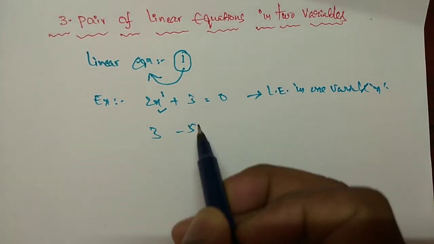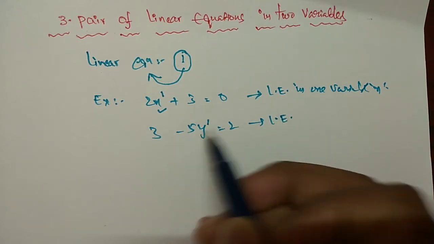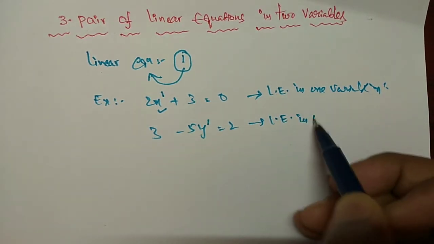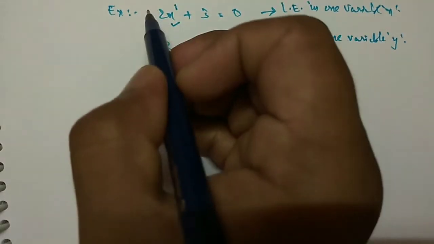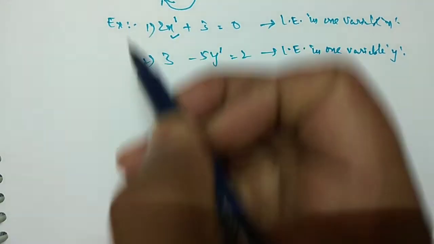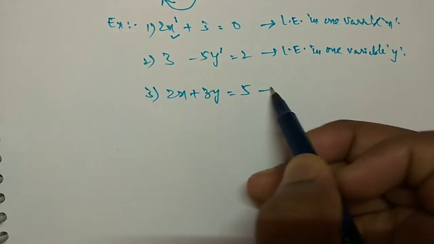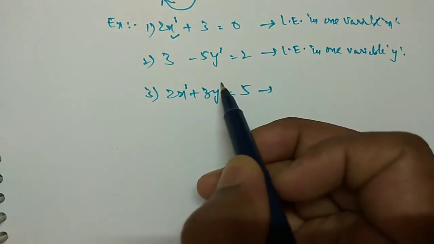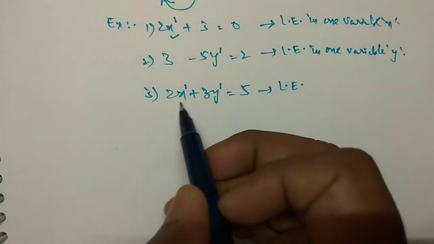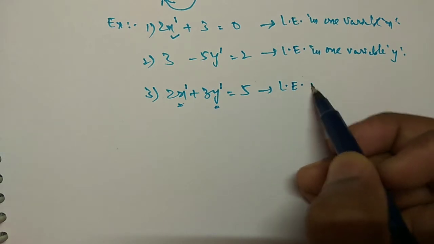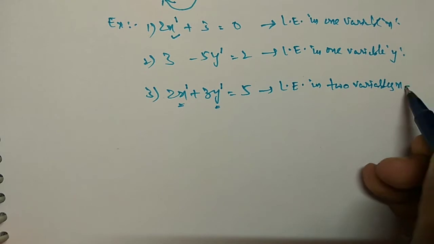Similarly, 3 minus 5y equal to 2 is called a linear equation. The highest power of the variable is 1, so it is also called a linear equation in one variable y. Let us take another example. 2x plus 3y equal to 5. The highest power of the variables involved in this equation is 1, so it is also called a linear equation, but there are two variables, so it is called a linear equation in two variables x and y.